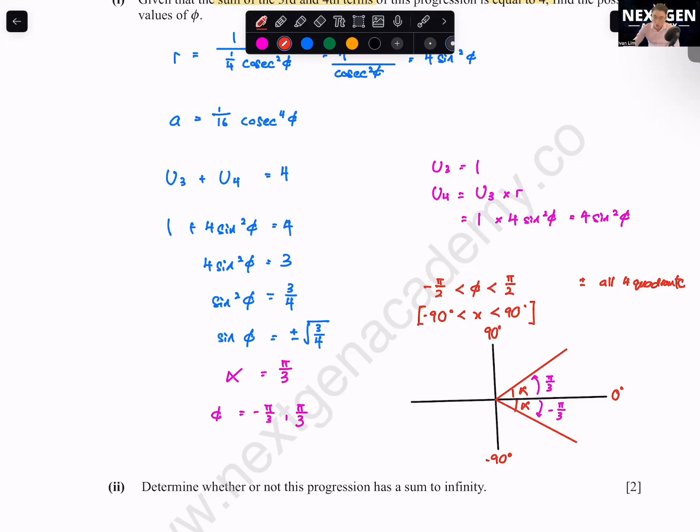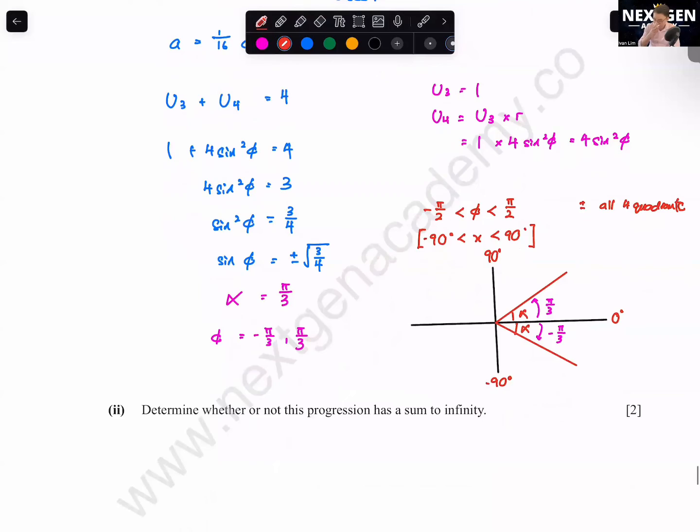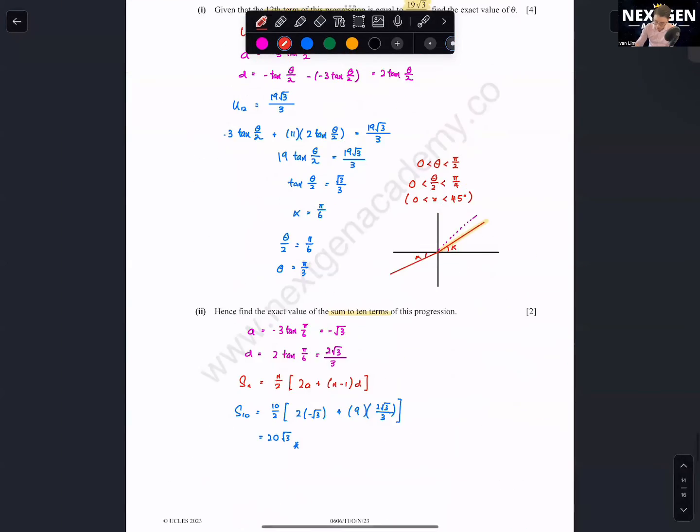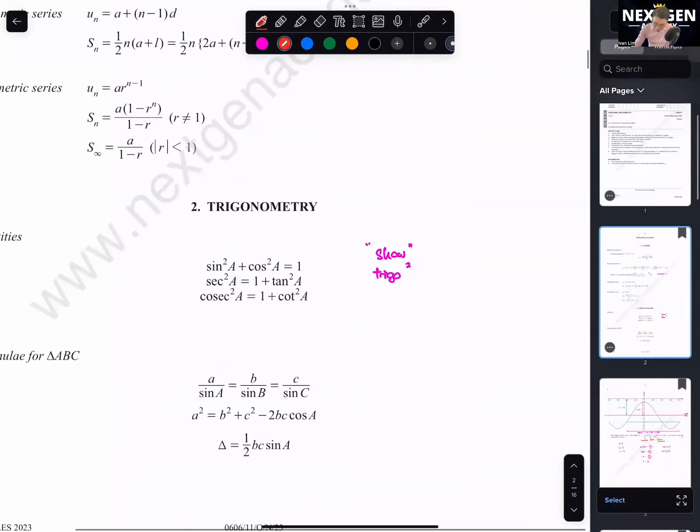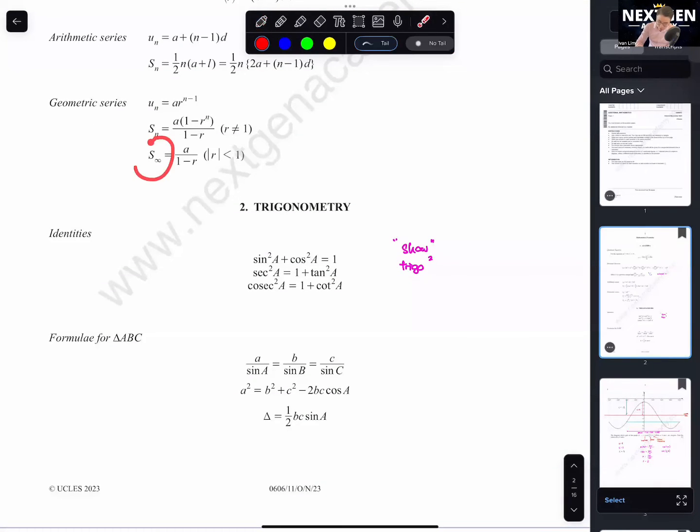All right, okay, question 2, sum to infinity. How can I prove that there's a sum to infinity? What is the condition? R is more than 1, then no sum to infinity. Correct. Okay, you all have to go back to the definition. Sum to infinity, you go back to the formula sheet. You see, they wrote down this thing here. For sum to infinity to exist, your modulus R must be less than 1. Okay, this is called your condition for sum to infinity to exist.